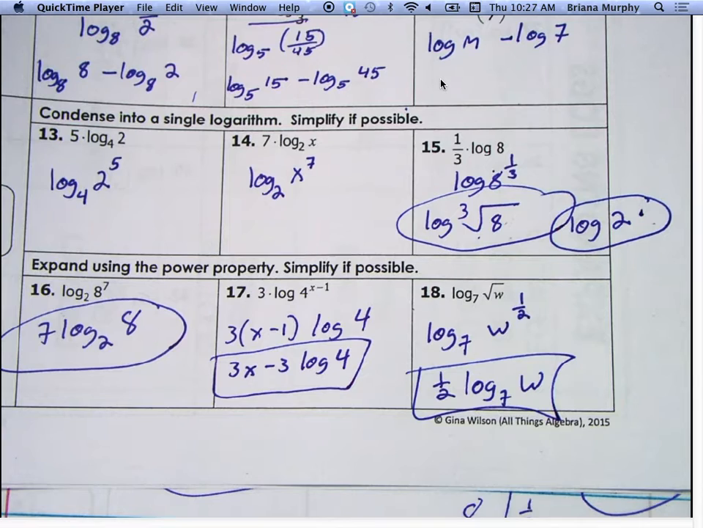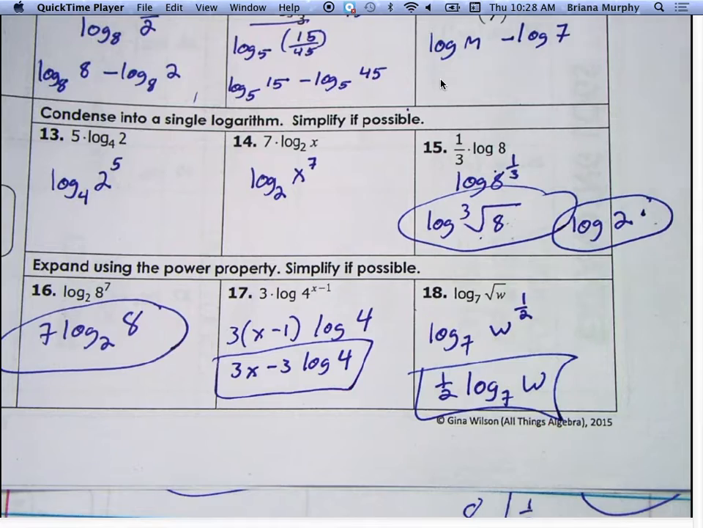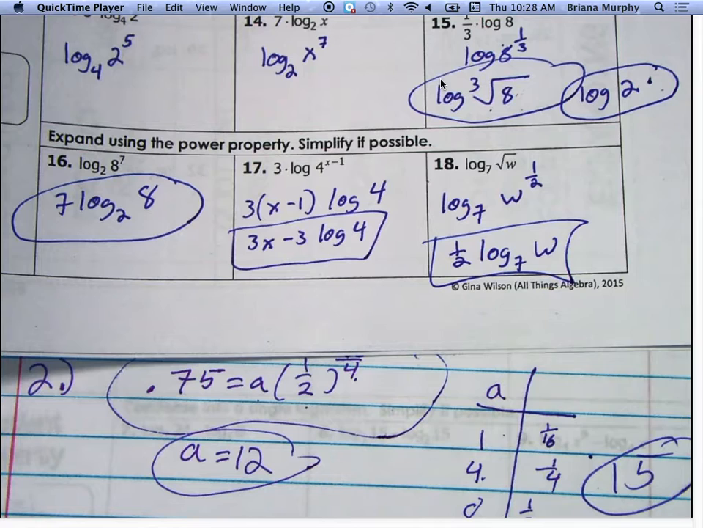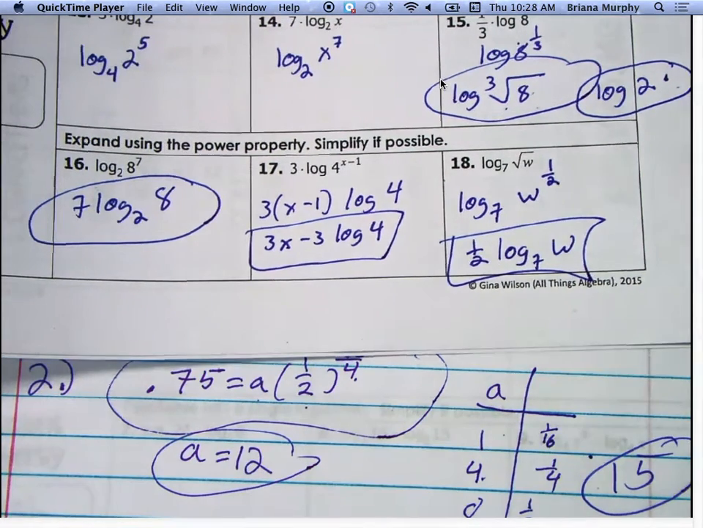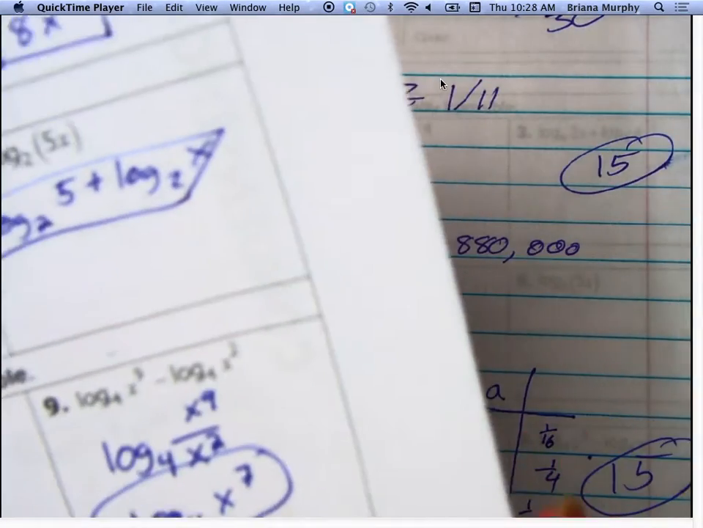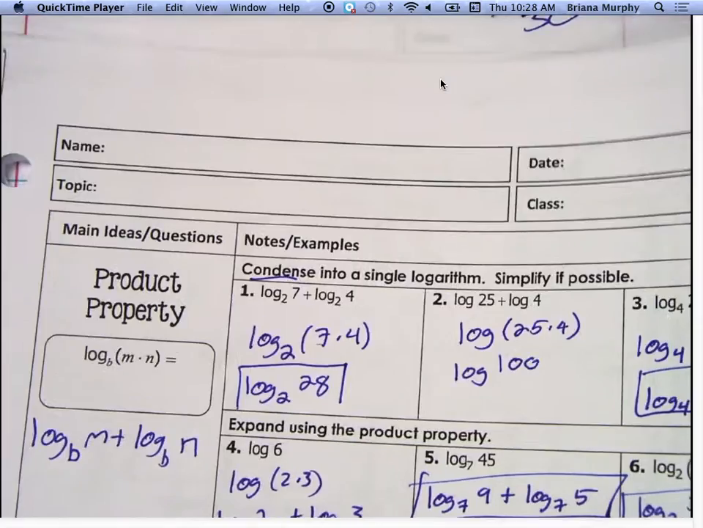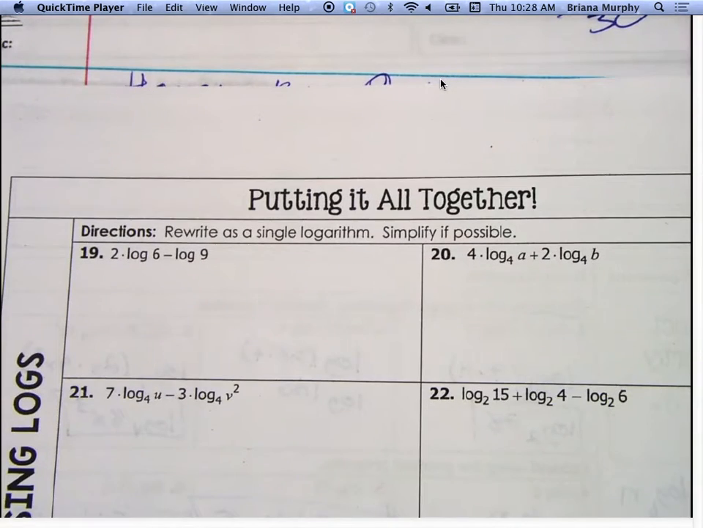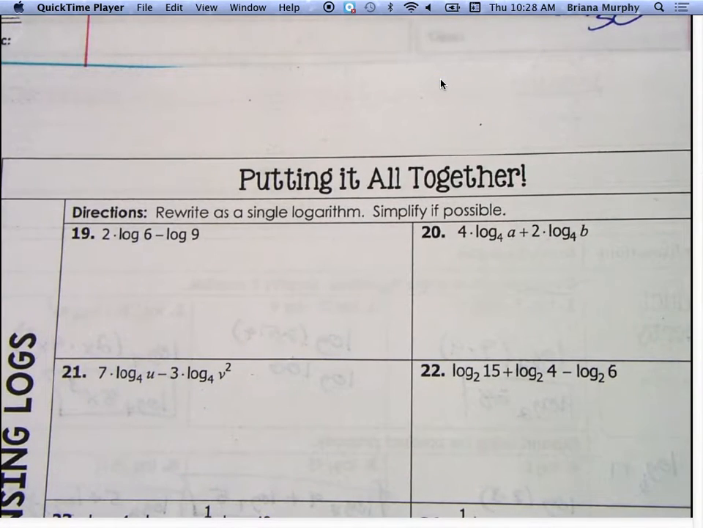Okay, now what we're going to do in the back is we're going to combine these. So we've just done product property, quotient property, and power property. Can you see that, Bree? Okay, now we're going to do multiples of them together. Okay, so turning this over. All right. We've got 2 log of 6 minus log of 9. Okay.